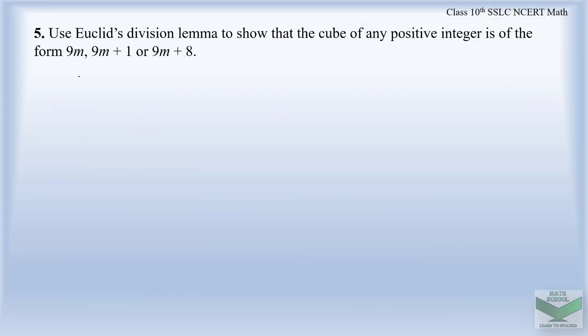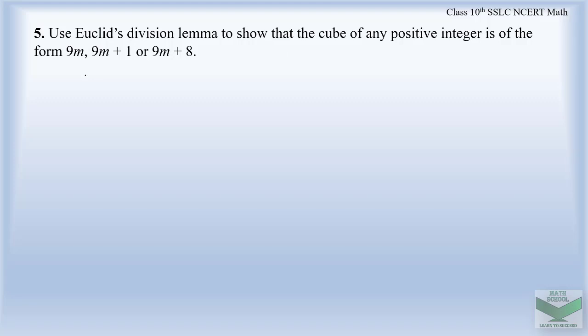Now let us solve our fifth question from exercise 8.1. This is the last question from the exercise, guys. So the question is, use Euclid's division lemma to show that the cube of any positive integer is of the form 9m, 9m plus 1 or 9m plus 8.